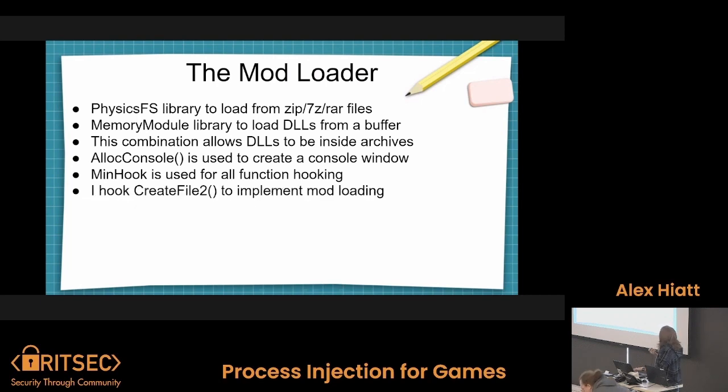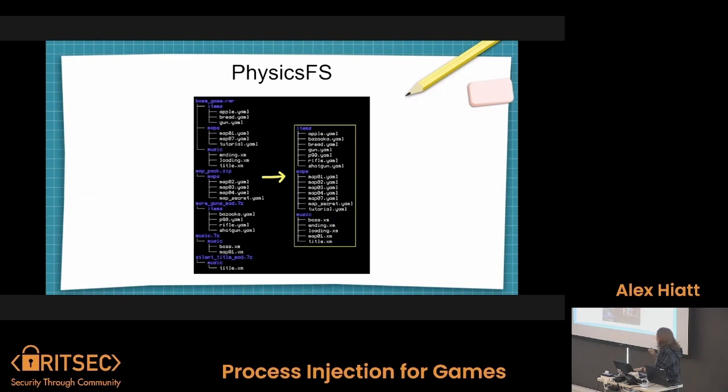I'm using CreateFile2 to implement the mod loading; that's the function I'm hooking for it. So first it searches for zip archives, and then in the mod folder itself, and then as a last resort, it checks the original game files for what you're looking for. So that makes sure you're always going to be loading the mod files first before it resorts to the original. And this is just a little diagram I made to show the nice virtual file system thing.